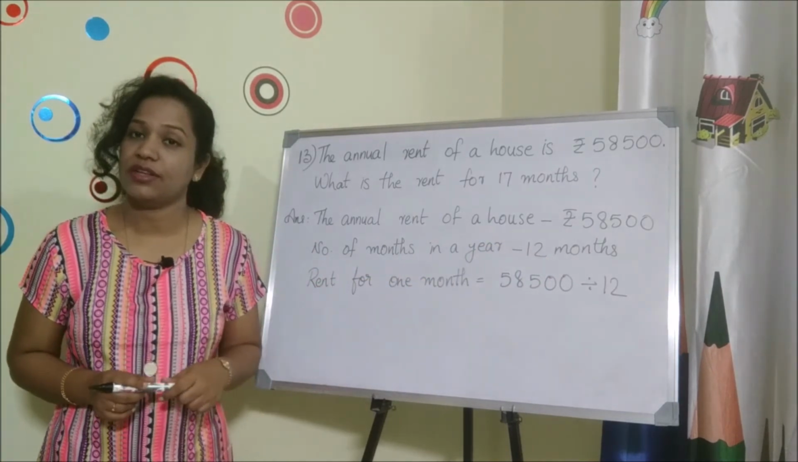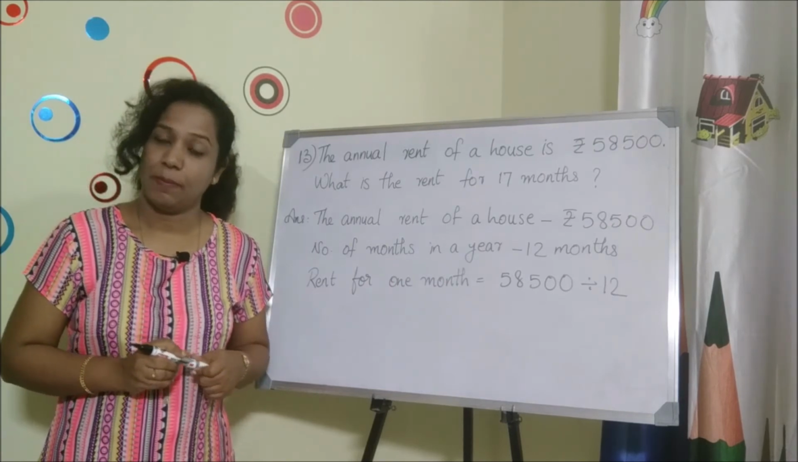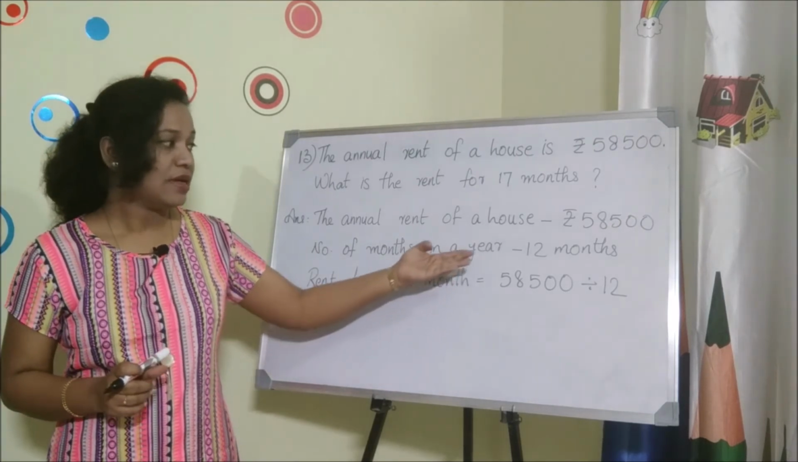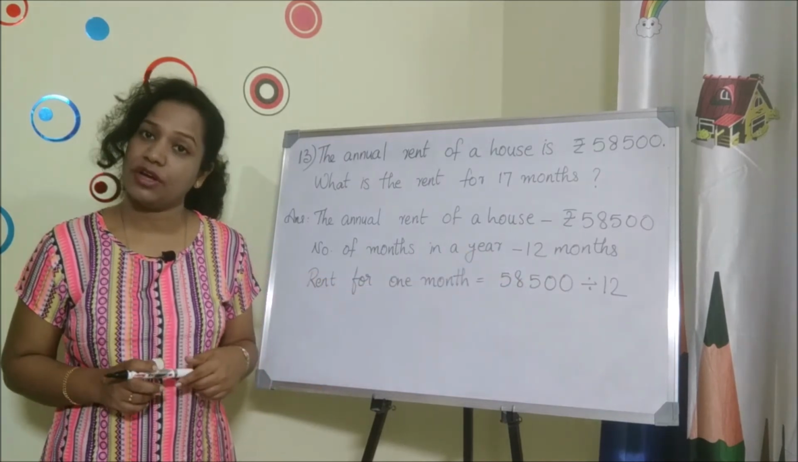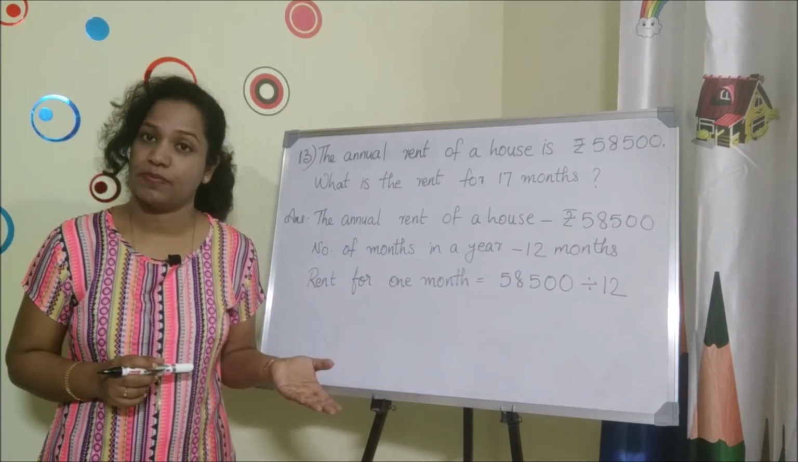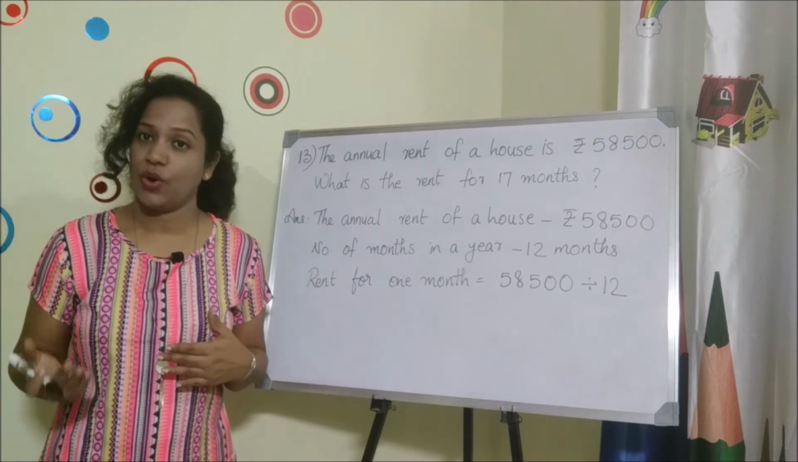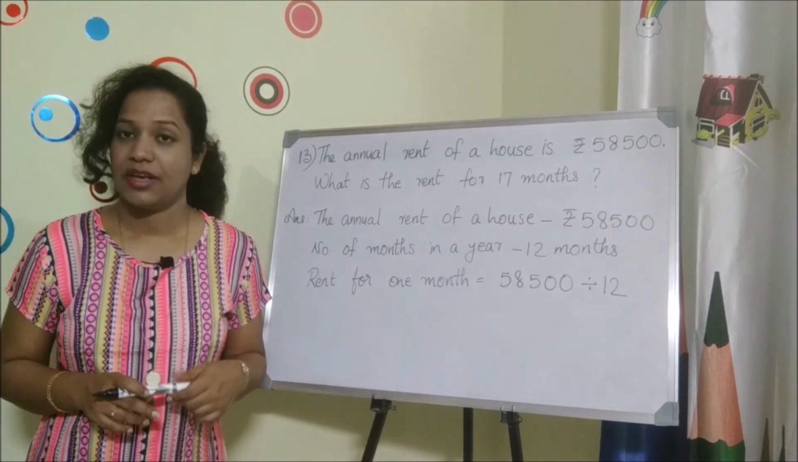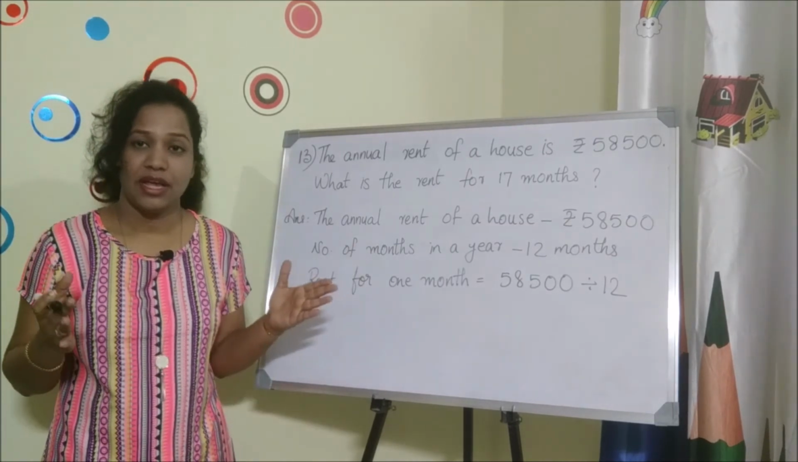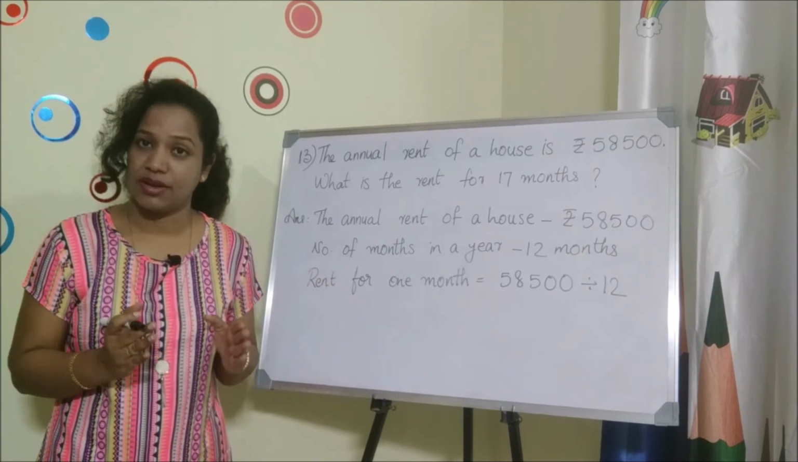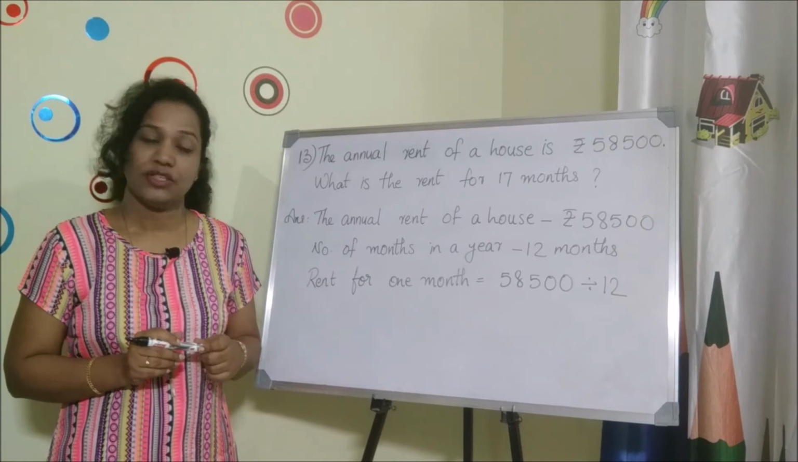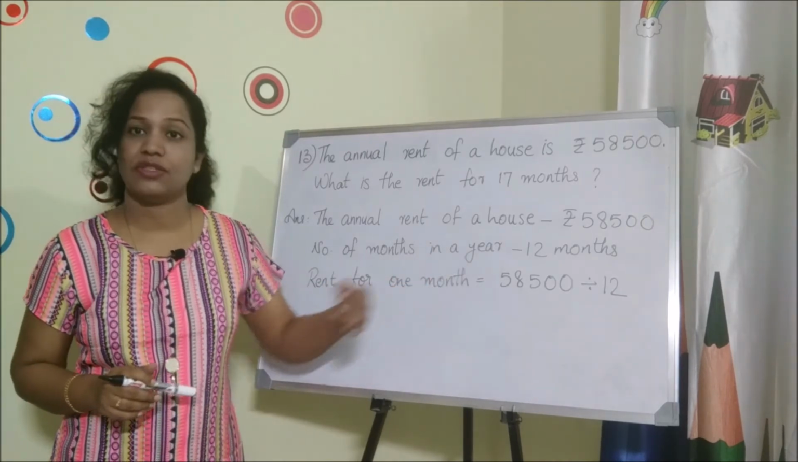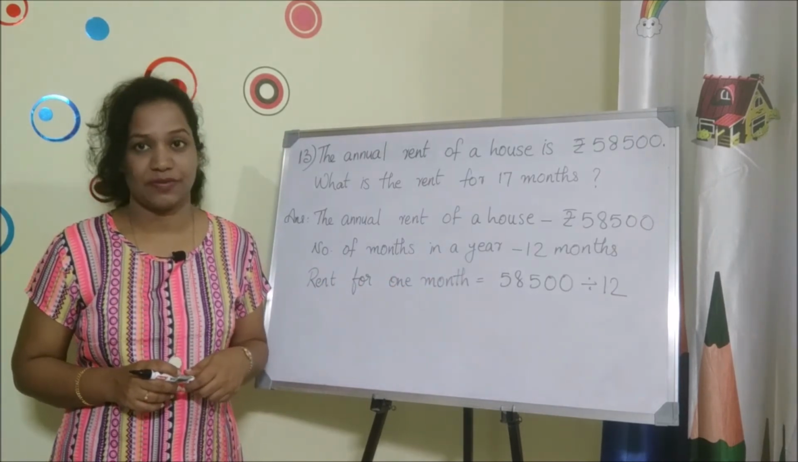Now we have to find the rent for 1 month. So we know the rent for 12 months. So how do we find the rent for 1 month? What must we do here? Multiplication or division? They have given many and they are asking for 1. So we are supposed to do division here. So let's divide 58,500 by 12.